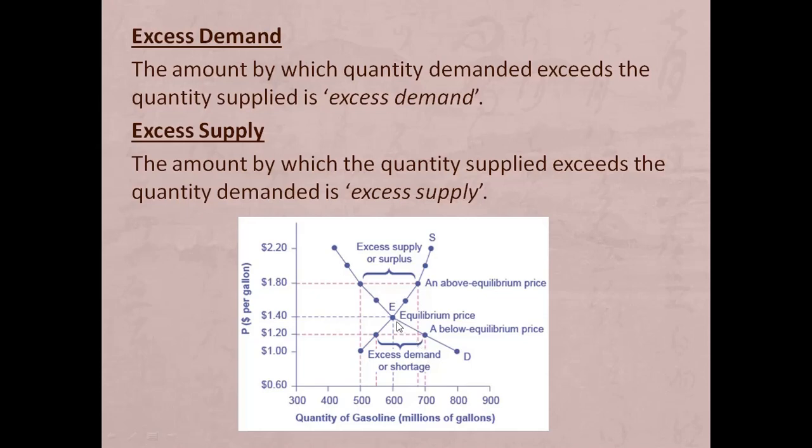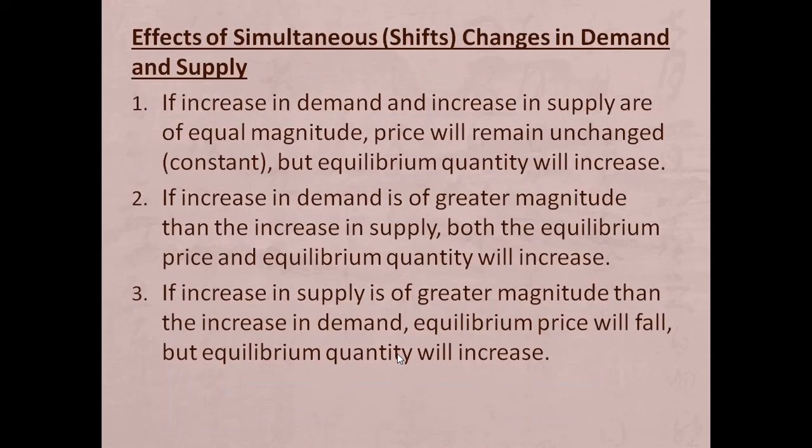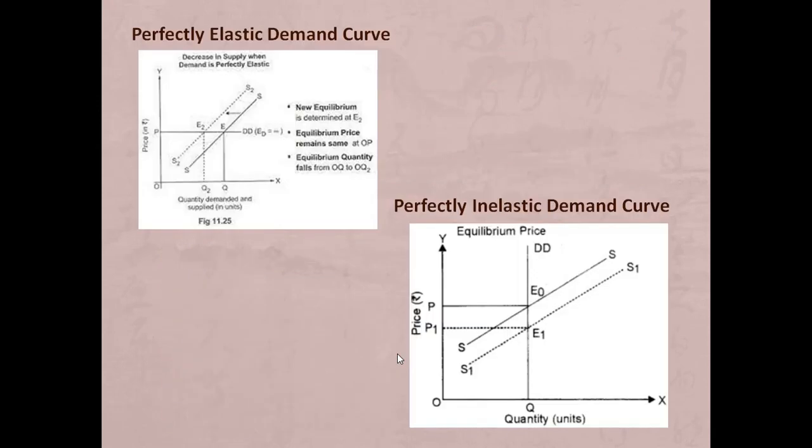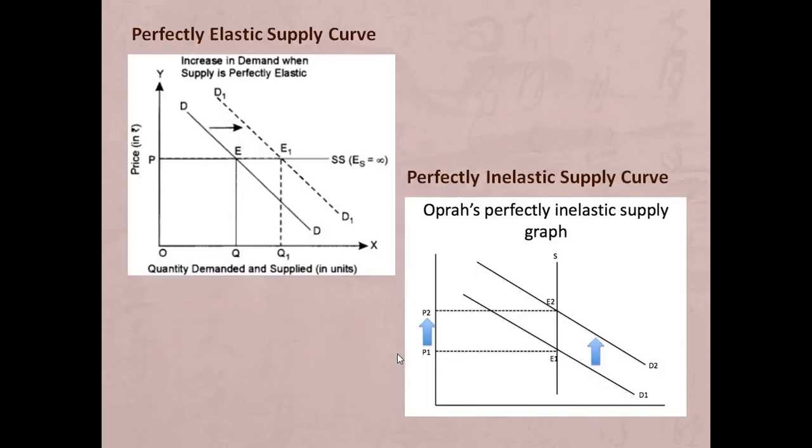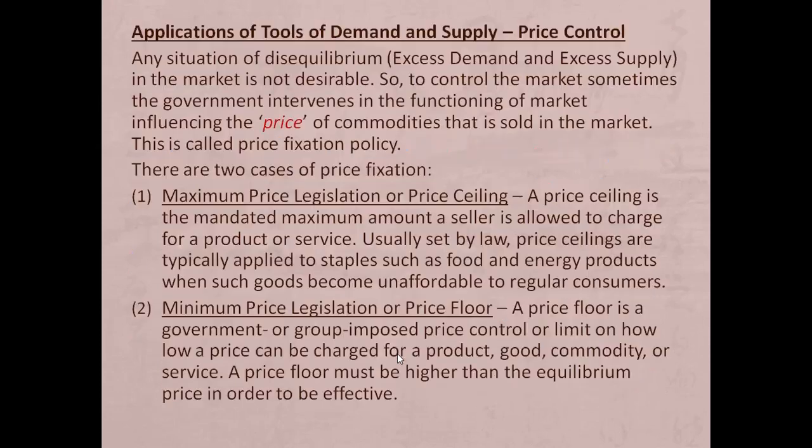And the economists, they always try to reach the situation of equilibrium, isn't it? So what happens when there is excess supply and excess demand is a matter of concern, isn't it? So just to fix this kind of situation or problem, we have some tools. These tools are called price ceiling and the price floor.